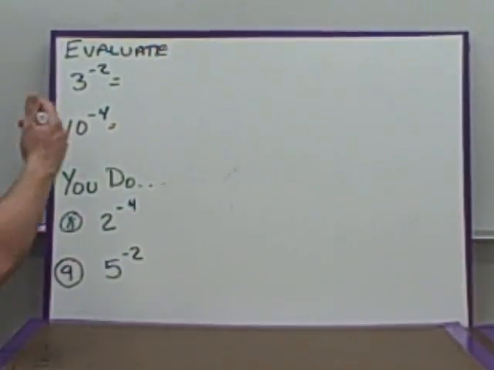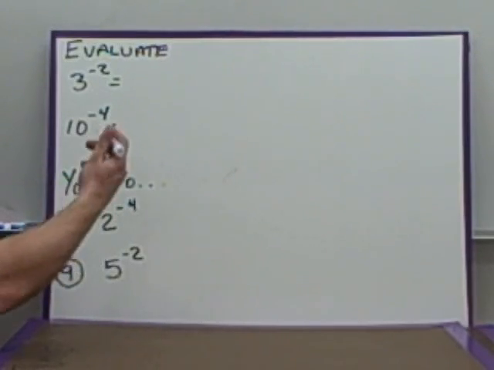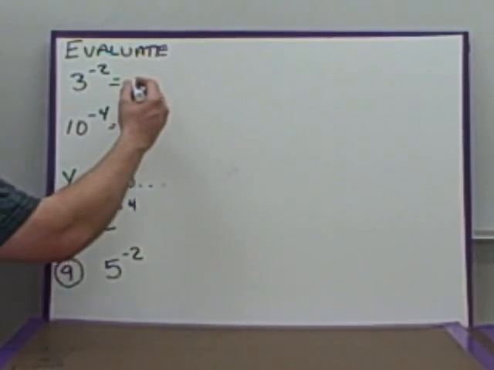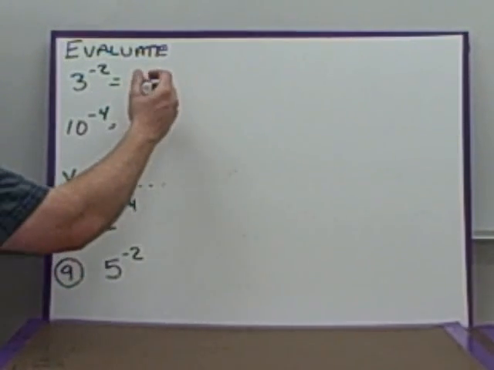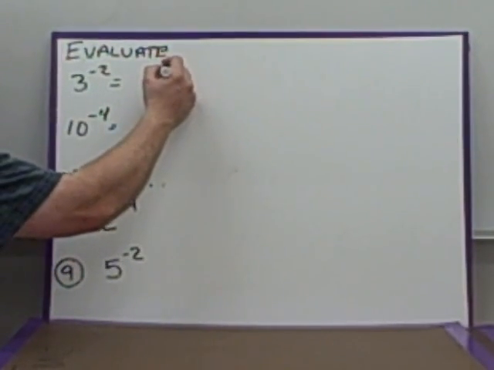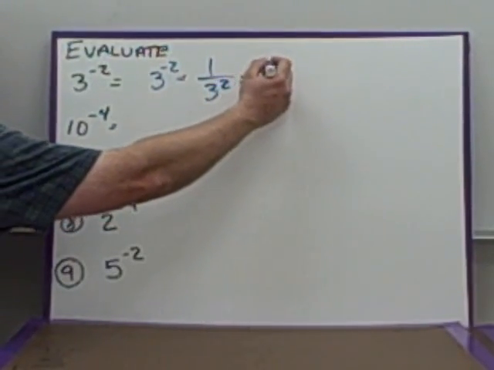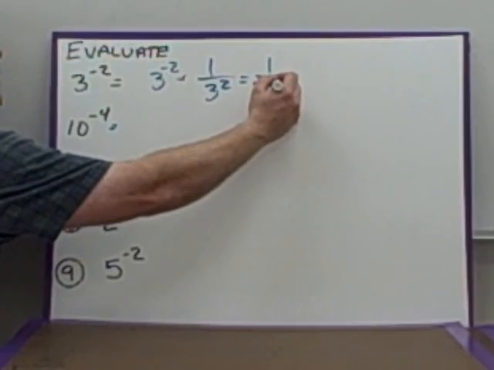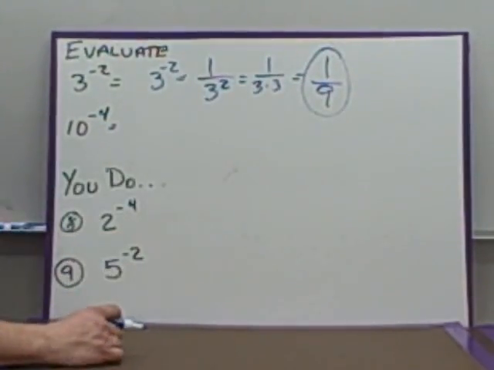All right, evaluate. If you're asked to evaluate the negative exponent, you have to work it out to either a fraction or a decimal value. I'm going to work these out to fractional values. I would expect the same here. 3 to the negative 2 is equal to 1 over 3 squared. 3 squared is 1 over 3 times 3, which gives you 1/9 for your final answer there.